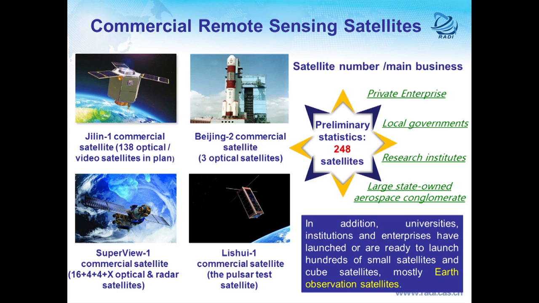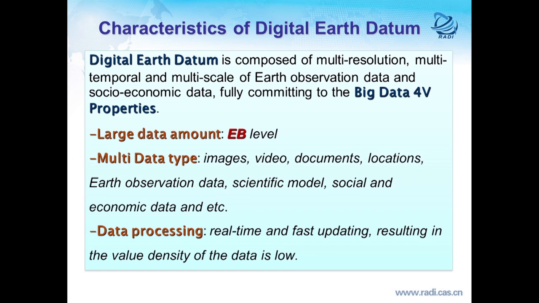But here I showed this one, which means we are entering the big Earth data era, and in observation, we already have so many data. Just because we have so many data, when we talk about digital Earth data, we say big data has the 4V or 5V or 6V properties. That means observation data is a very typical kind of big data, with large data amount, multiple data types, real-time and fast updating data processing, and here spatial and temporal computing, etc.